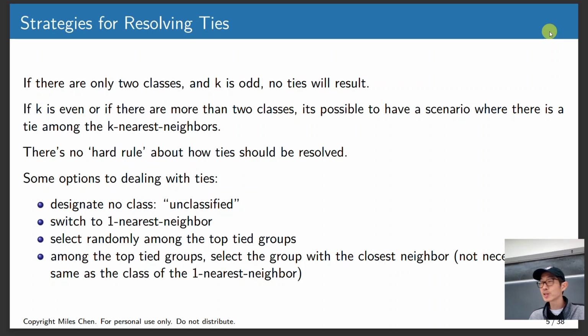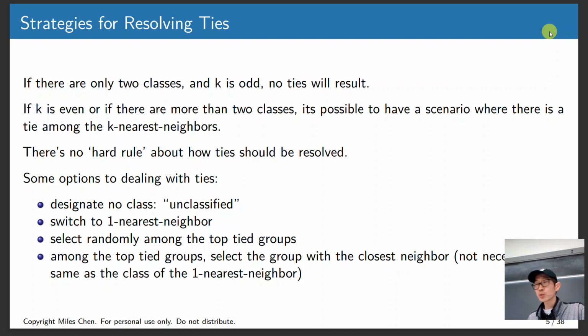There's no hard rule about how ties should be resolved. You have a few options. One is if there's a tie, you just designate it unclassified. You just say, well, I don't know, it's tied, so I'm not going to make a choice. The other is you can switch to the one nearest neighbor, and generally you only have one nearest neighbor. It is also possible that you have 2 observations that are the exact same distance from your test case. I would say that's very rare, especially if you have a continuous variable, where the probability approaches 0. But if you have a discrete variable, then stuff like that could happen.